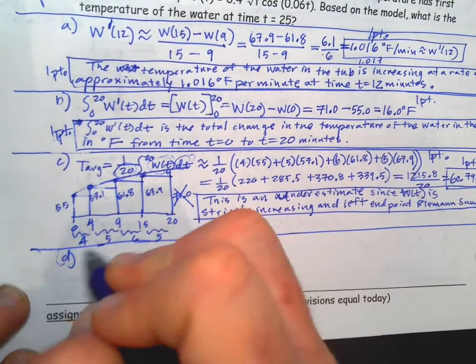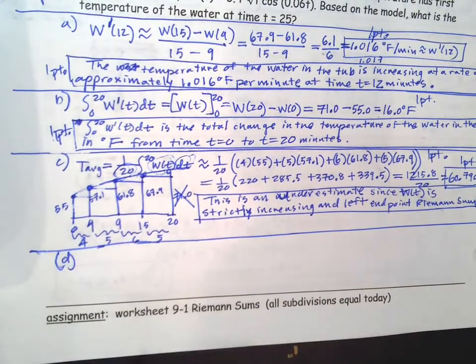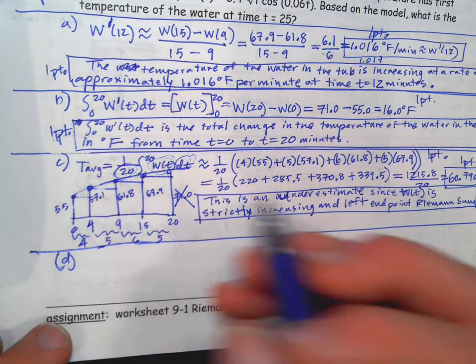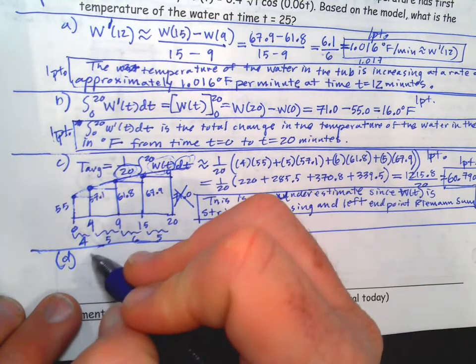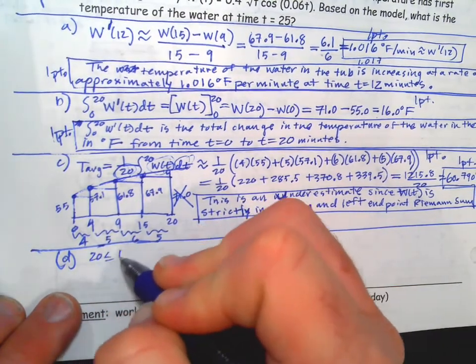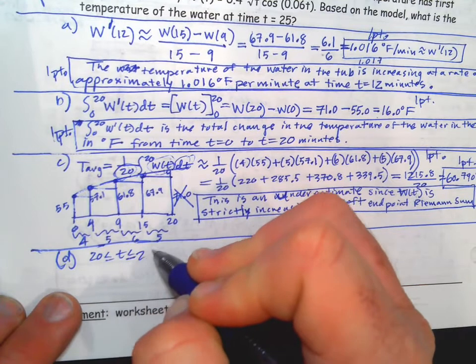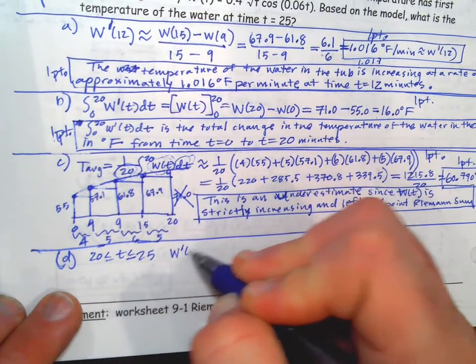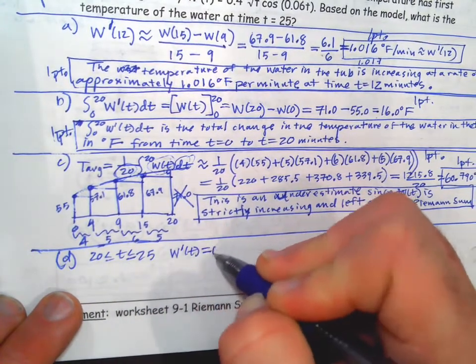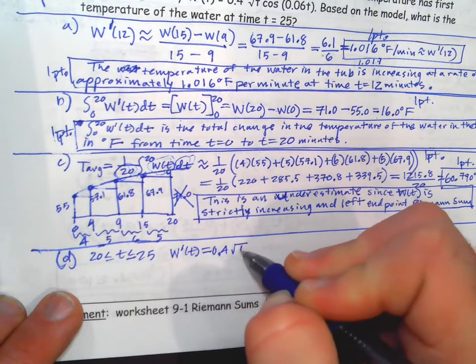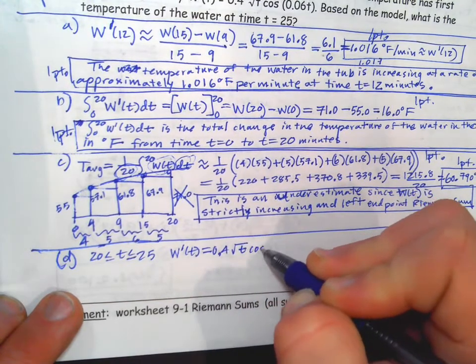D says for 2025, function W that models the temperature has first derivative. So they're saying, for some of the time that they didn't even give you anything for in the table, they're going to give you the derivative, W prime at t equals 0.4. So they're actually giving us an equation now for the derivative.